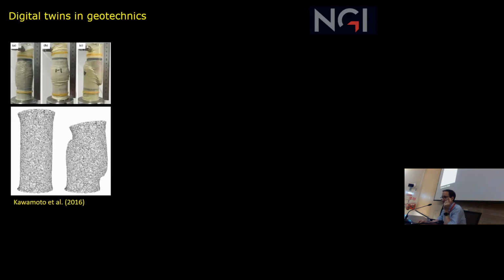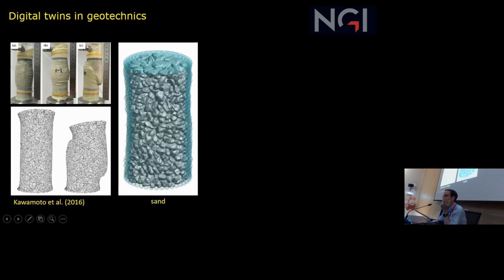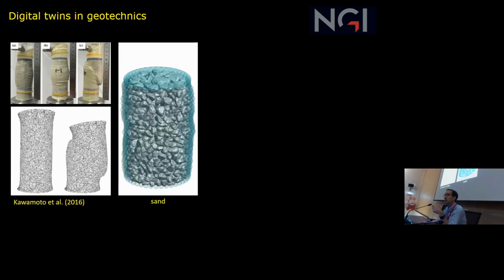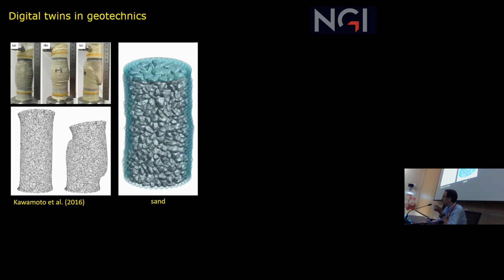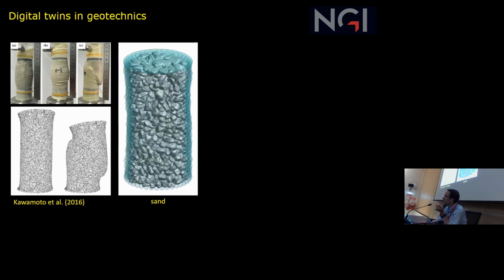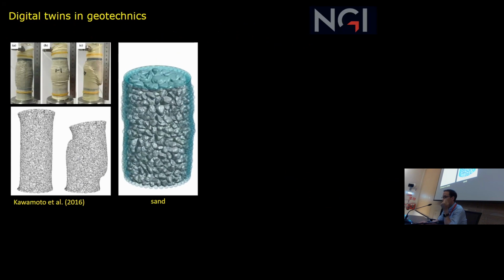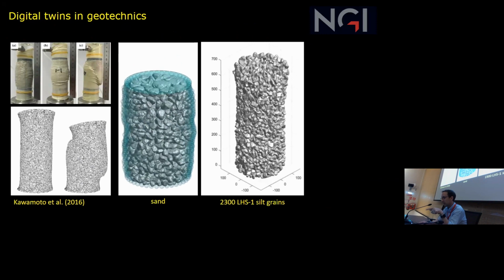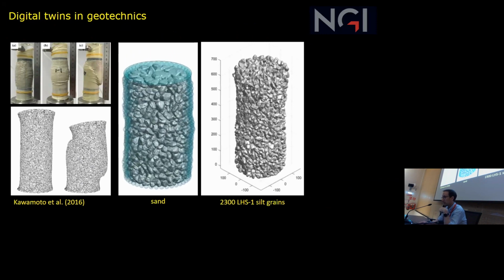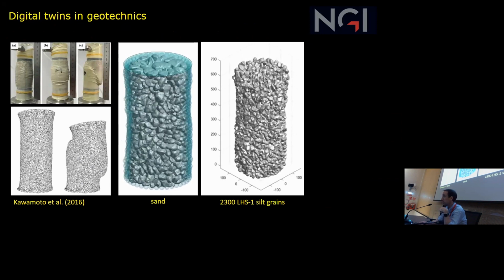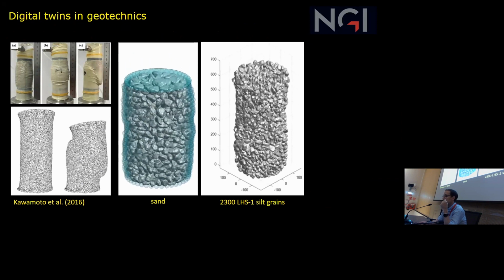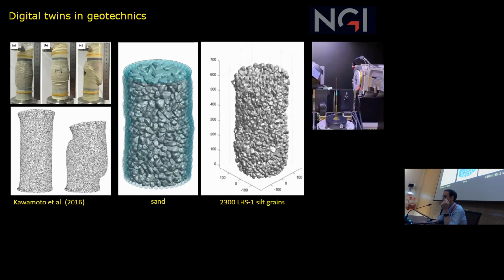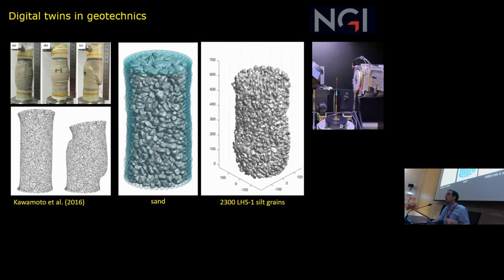So digital twins, the idea is that we can do something in the lab, we can calibrate one of these simulation models, and then we can change the boundary conditions, we can change the effective stresses, we can change the strain rates so that these materials go from, let's say, solid to non-Newtonian. This is just an example of sand, and an example of 2300 LHS-1 silt grains on the right, at slower strain rates in a compression test. It's just to show you what we're talking about.